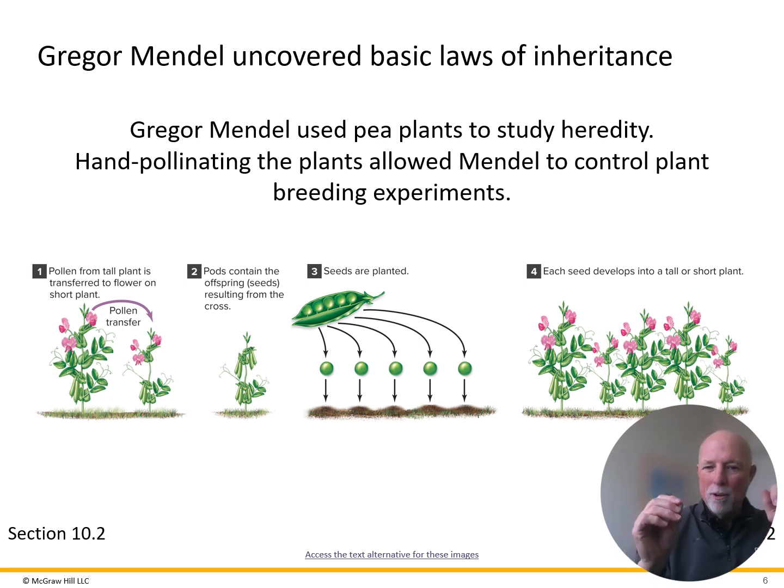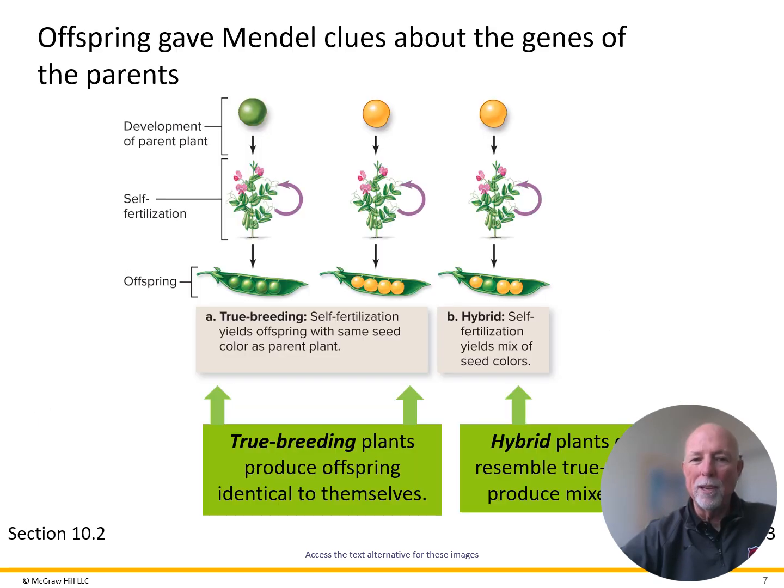They used paintbrushes, and that's how you can cross-pollinate plants. Instead of allowing them to self-pollinate, you can cross-pollinate using paintbrushes and pass pollen from one plant to another. And he was able to predict what offspring looked like.